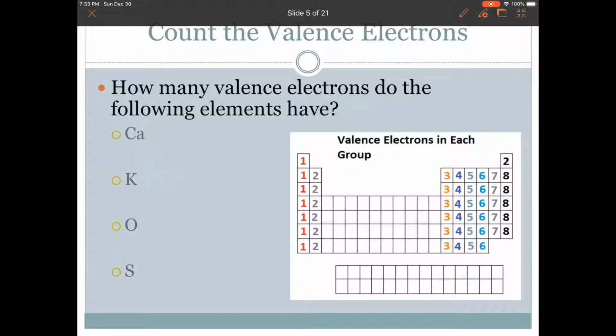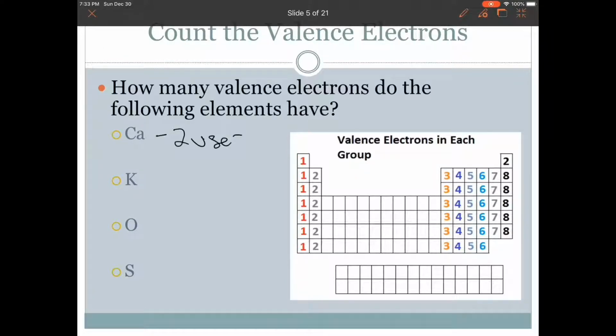Now let's count some valence electrons for different elements listed here. Let's look at calcium. Calcium is in group 2, atomic number 20. So if it's in group 2, that means it has 2 valence electrons. I shorthand valence electrons with a VSE, which stands for valence shell electrons. If you want to write out valence electron, that's fine. You do not have to.